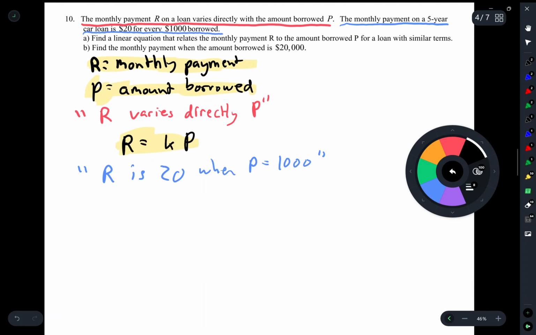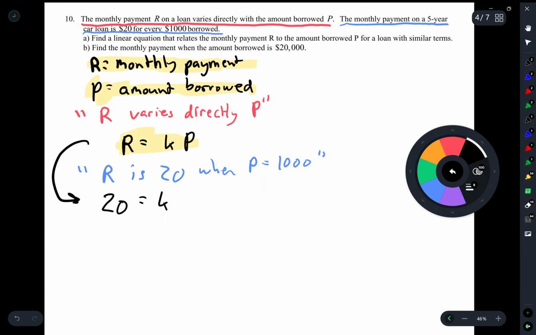And if you're wondering, we can actually use that information and plug it into the equation that we have, and we can probably find K. So we might as well do that. So let's plug in R equals 20, P equals 1,000. Let's see what happens.